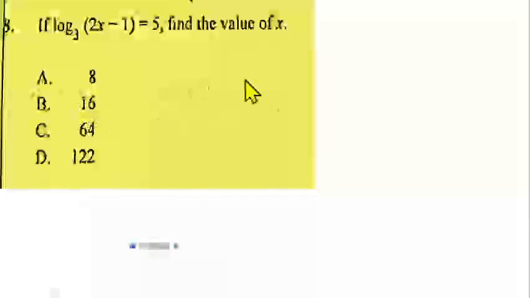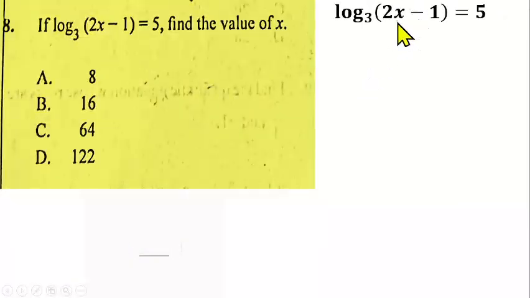Question number 8 is also from logarithm. If log of 2x minus 1 base 3 is equal to 5, you have to find the value of x. This is still based on the laws of logarithm and the meaning of logarithm. Log of 2x minus 1 base 3 equals 5 means that I can raise 3 five times to give me 2x minus 1.